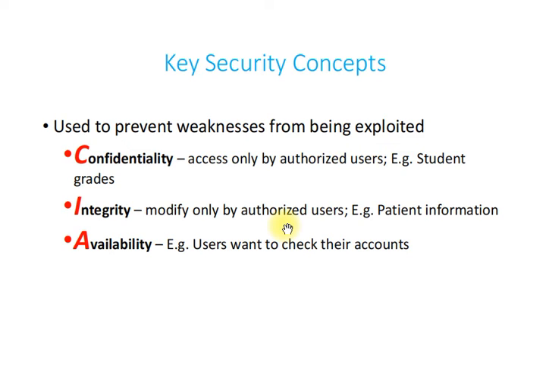Yeah. So, student grades. Confidentiality, on the first part, just to give you an example, is wanting to make sure that only the authorized user, the owner, has access to their results. For example, on Moodle. And then availability. Users want to check their accounts. So as much as we want to provide security, we want users to be able to check their accounts at any time.